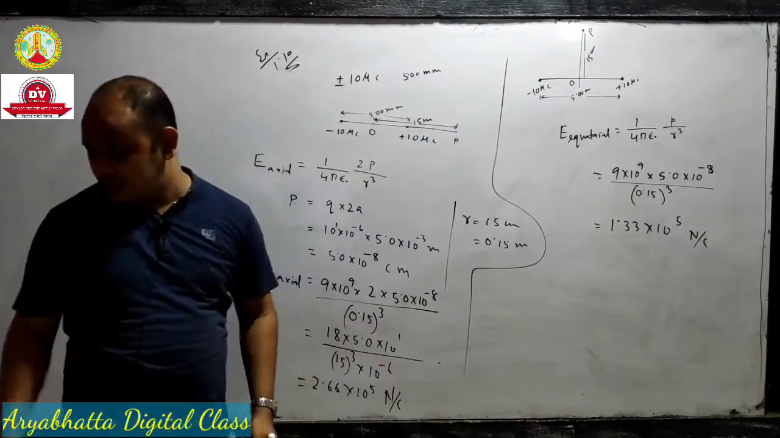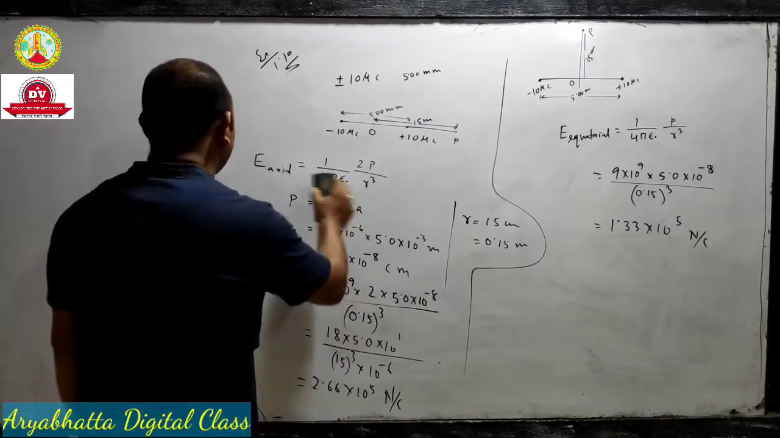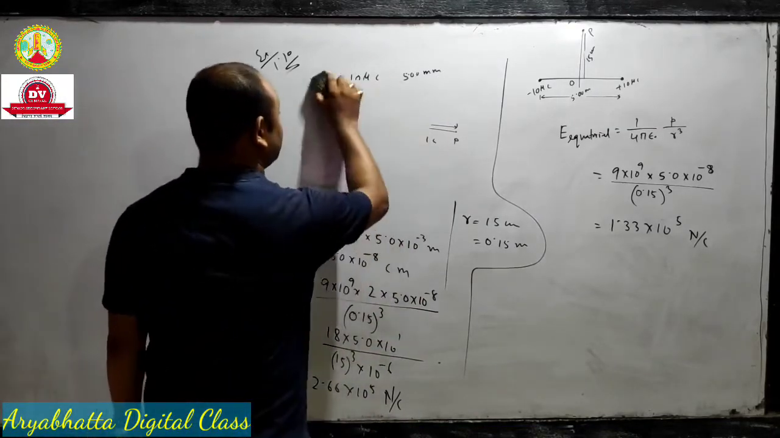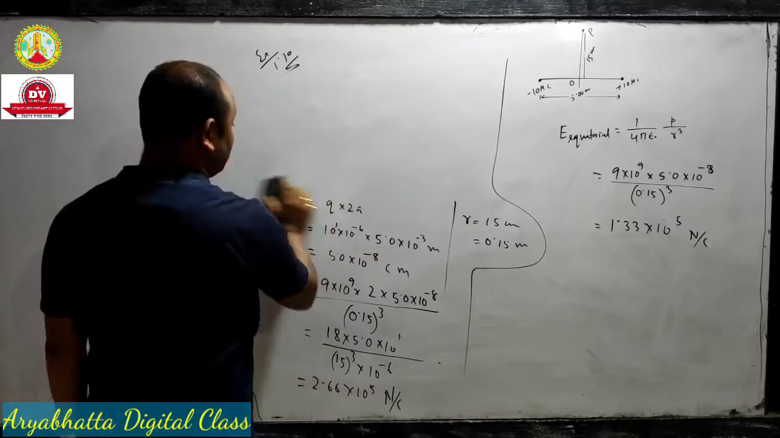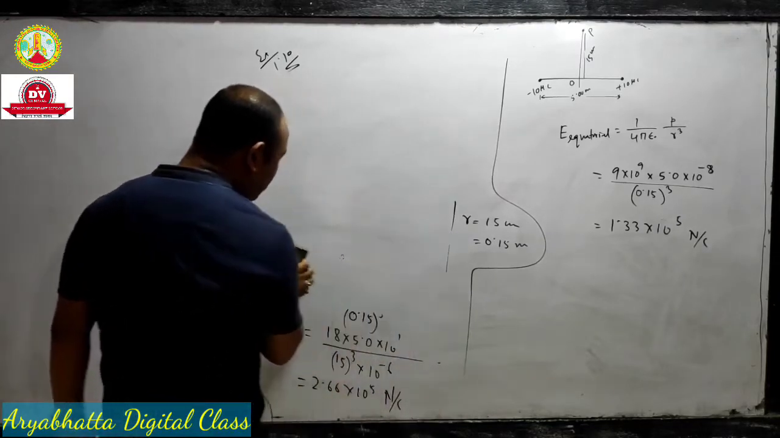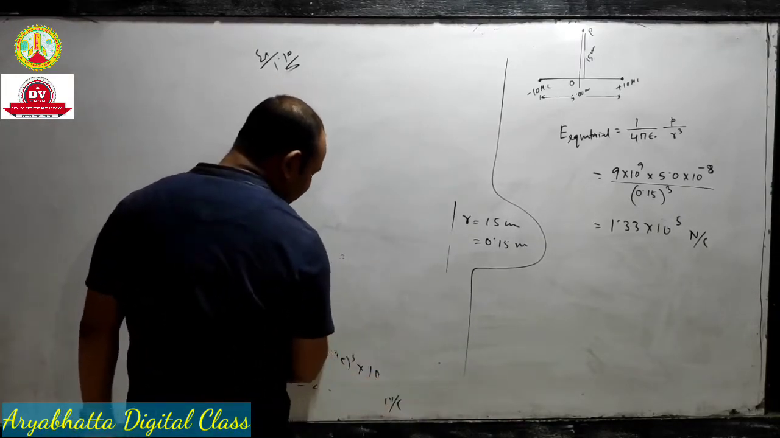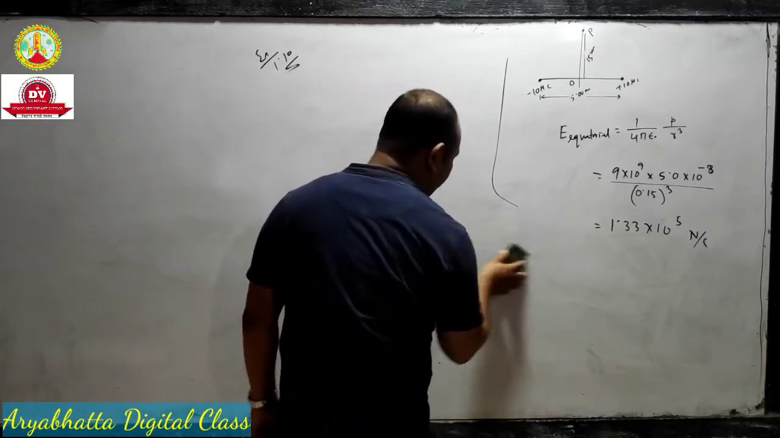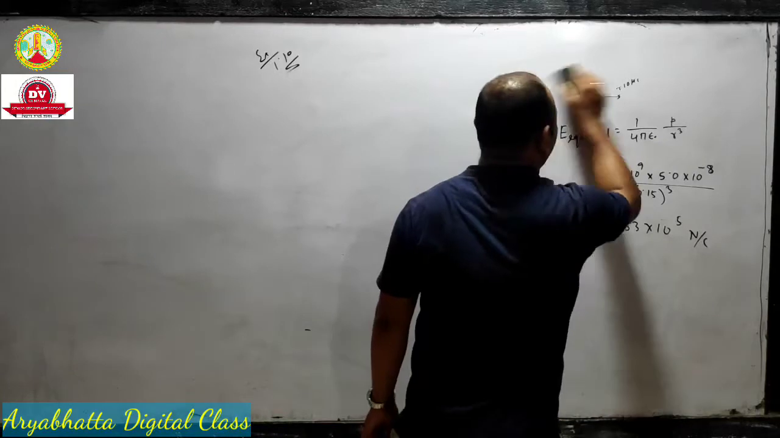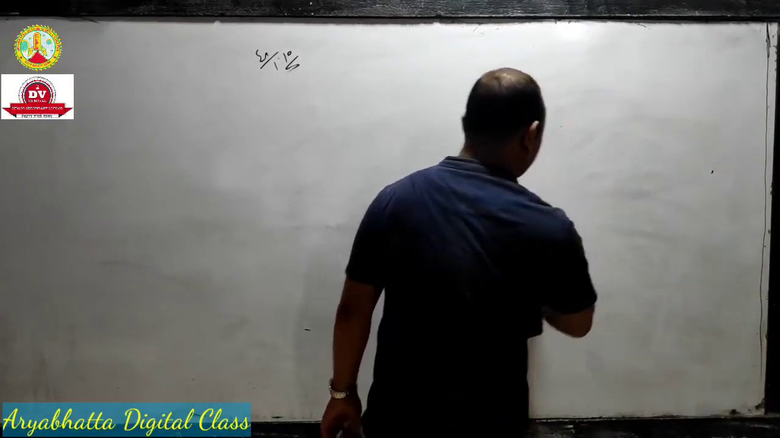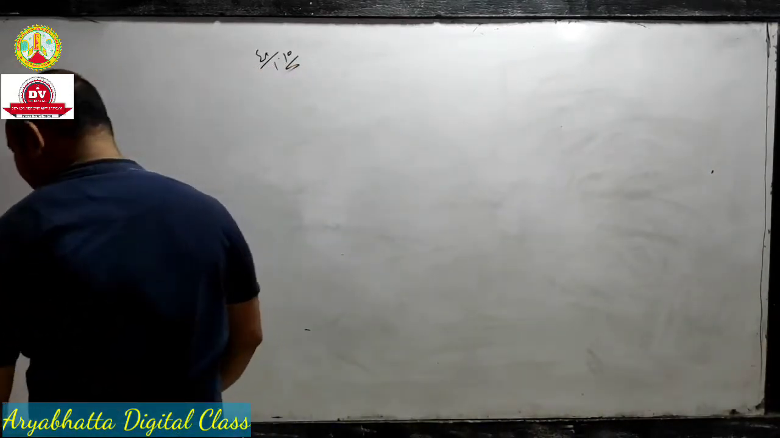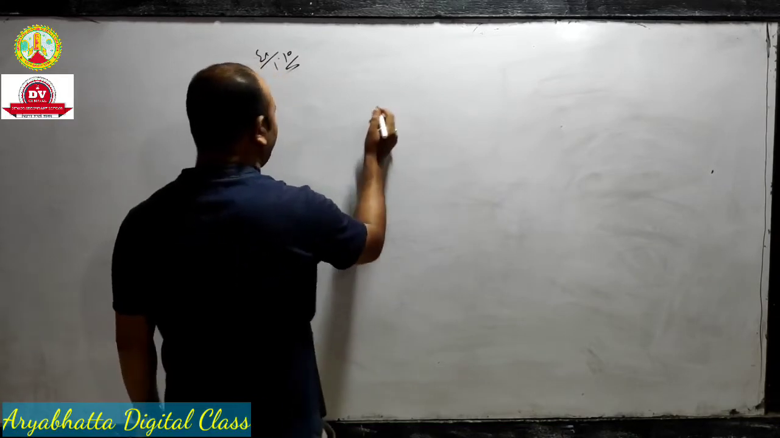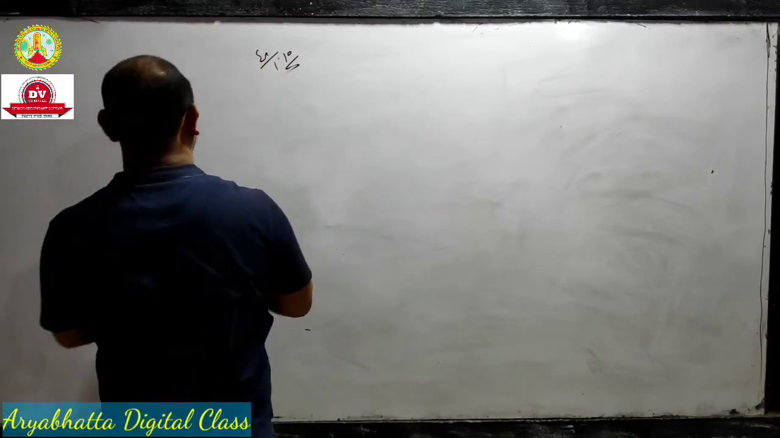Now the next question is, in the last classes we have already discussed the torque on a dipole in a uniform electric field. Suppose we have a uniform electric field. A uniform electric field is also represented by some parallel lines.